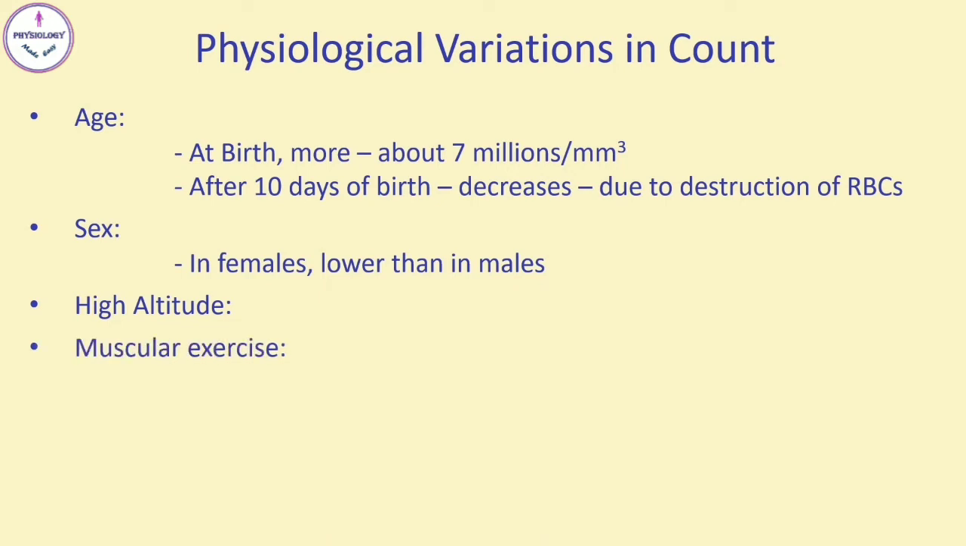Next is muscular exercise. In muscular exercise, the RBC count increases. It is because of mild hypoxia and splenic contraction. Increased sympathetic activity in exercise causes contraction of the spleen. Stored RBCs in the spleen get into circulation after contraction, which increases the number of RBCs in blood. Next are emotional conditions like anxiety, in which RBC count increases because of sympathetic activity as mentioned above.